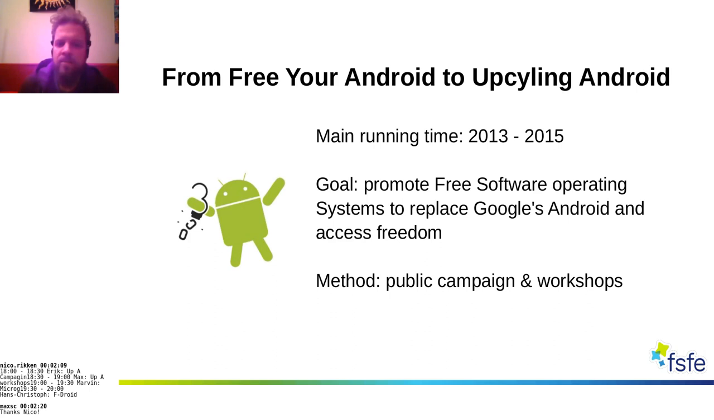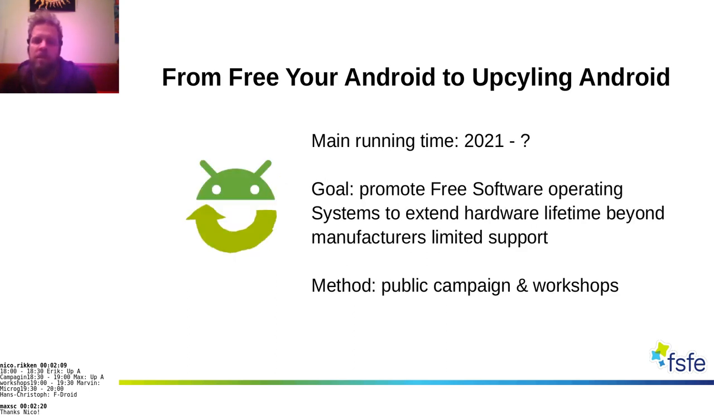The main running time of that campaign was from 2013 to 2015. After that, we mainly concentrated on promoting F-Droid and the idea behind flashing phones, but not so much on a concrete campaign as before. Then some years later, exactly eight years later, we picked up this idea again.